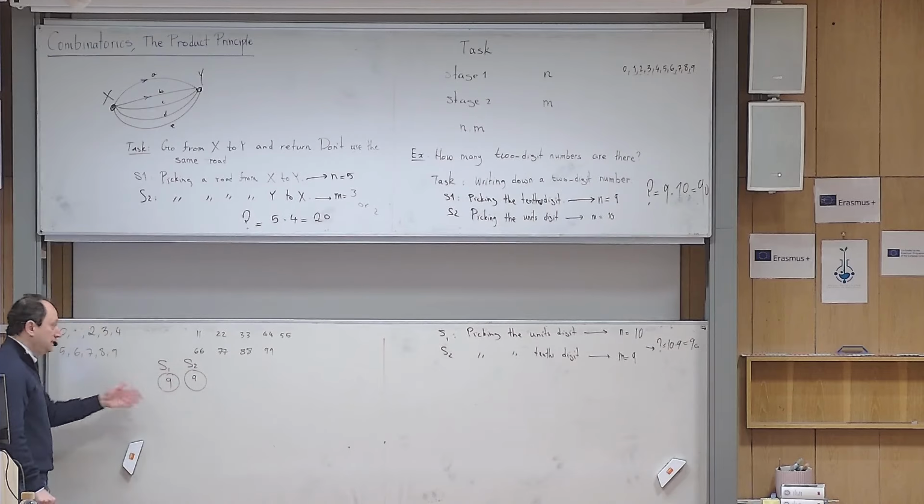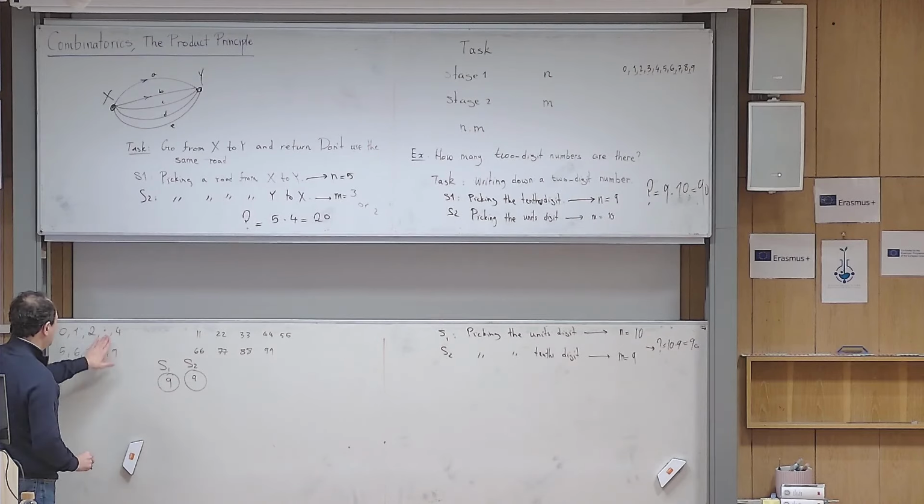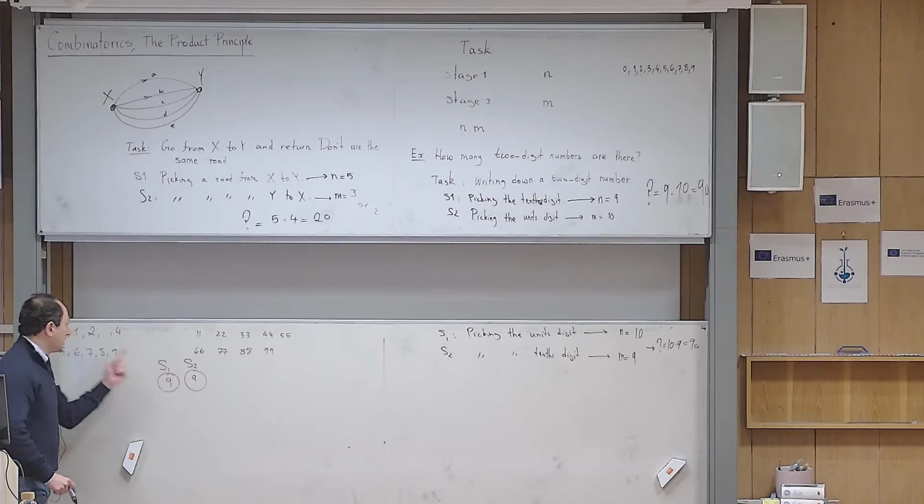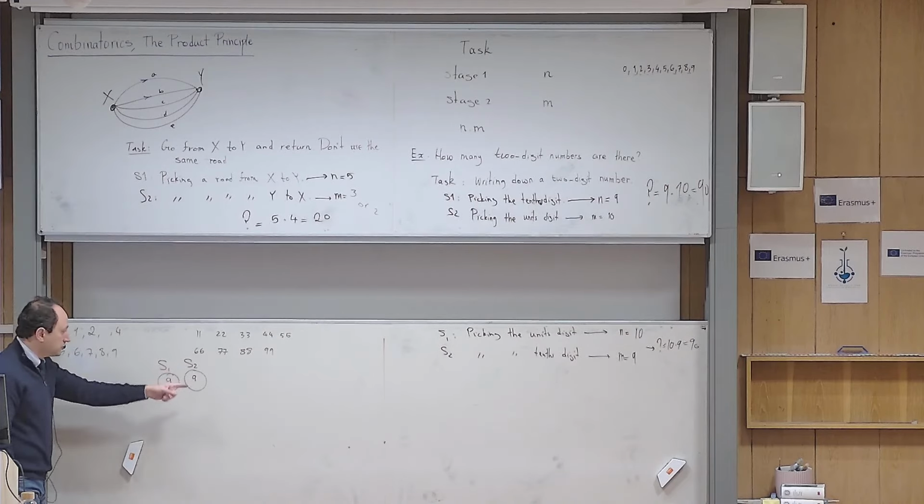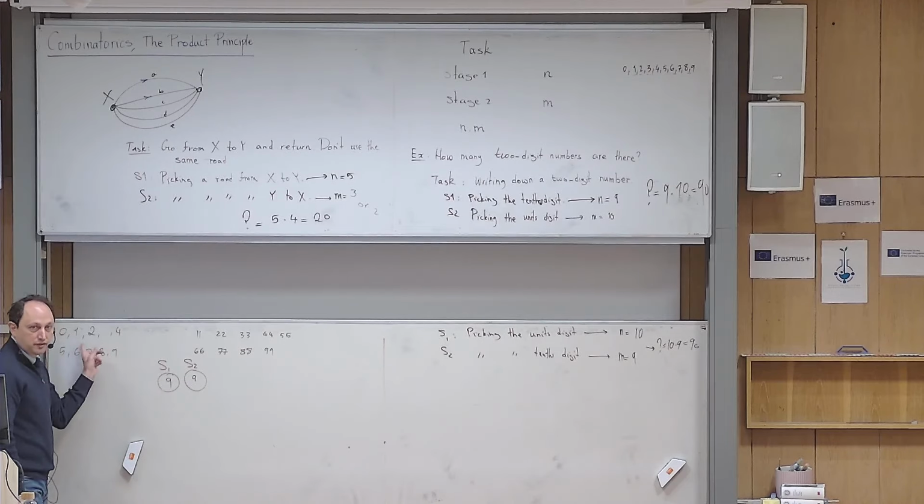Is this 9 independent of how the first one is done? Let us assume that 1 is not chosen here. Let us assume that 3 is chosen here. For the second stage, I am not allowed to choose 3 because the digits should be distinct. But how many options are again available? 9. So you see, this 9 is independent of how the first stage is done.